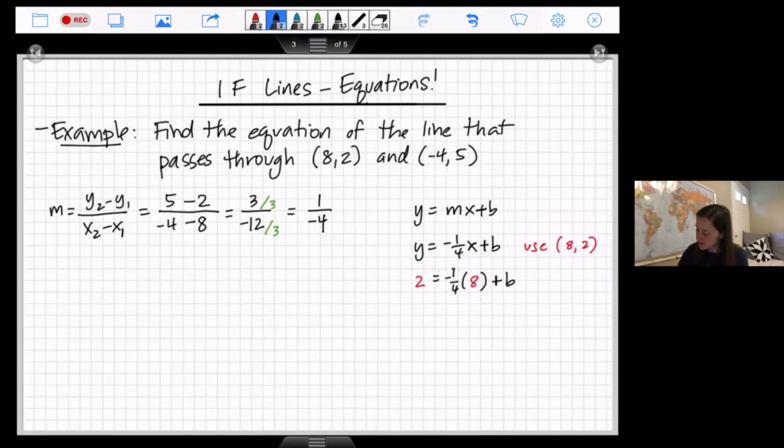And then simplify. So I get 2 equals negative 1/4 times 8. The 4 goes into the 8 2 times. So this is negative 2 plus b. And then I'm just going to add 2 to both sides to solve for b. And I get b equals 4. All right. So then my line is negative 1/4 x plus 4.